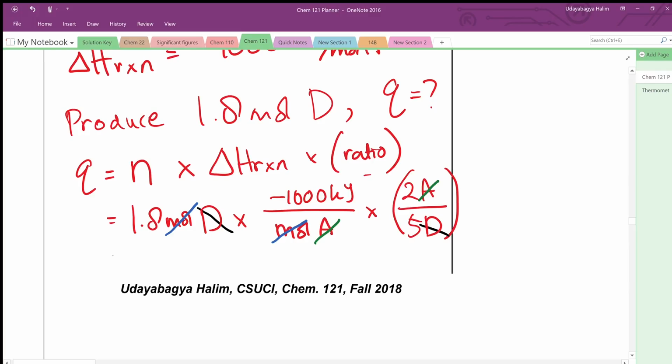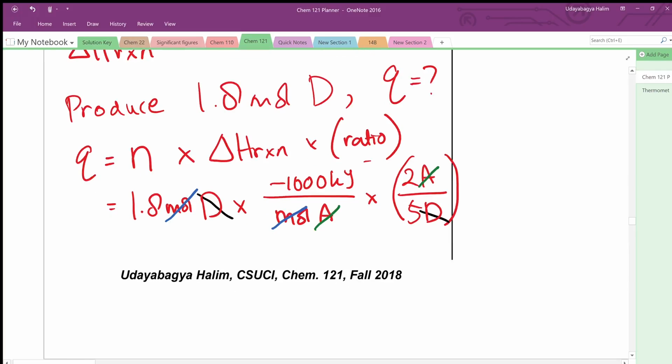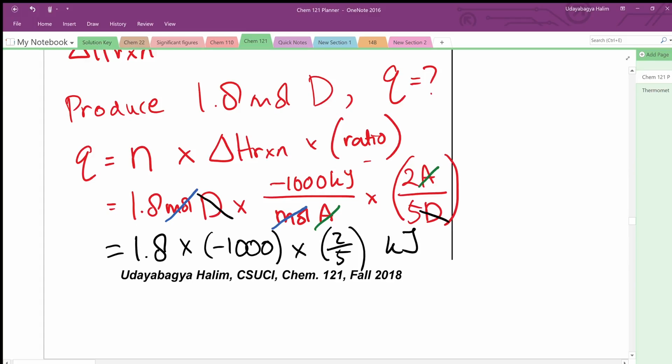So this becomes whatever the number is. It's actually for my other class, but that's fine. 1.8 times negative 1,000 times 2 to the 5, and the unit that we have in the end is in terms of kilojoules. Okay. I'm not going to calculate the whole thing.